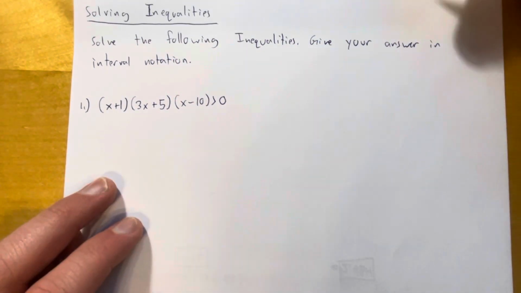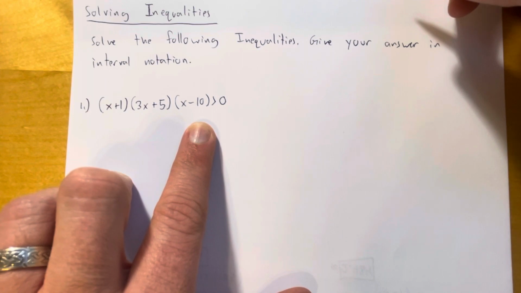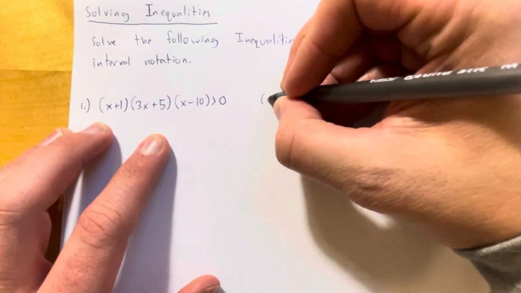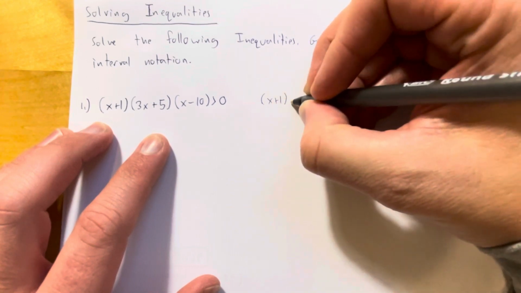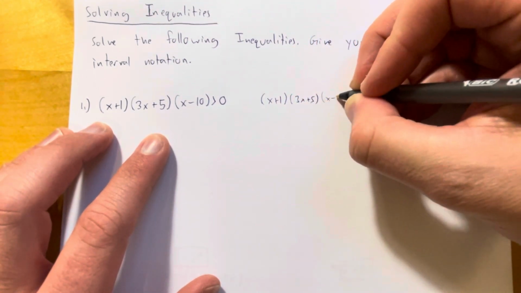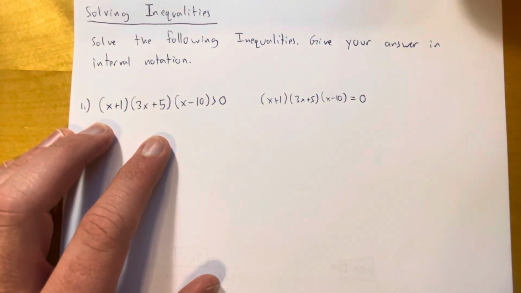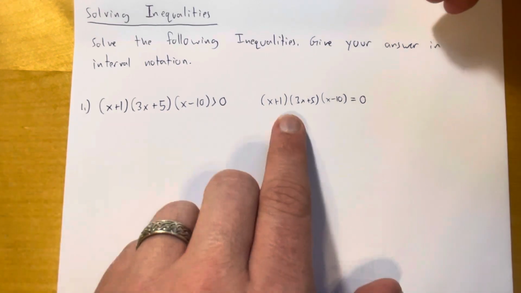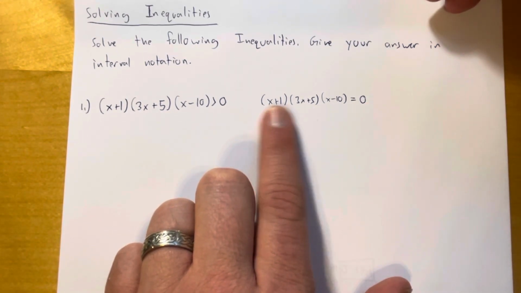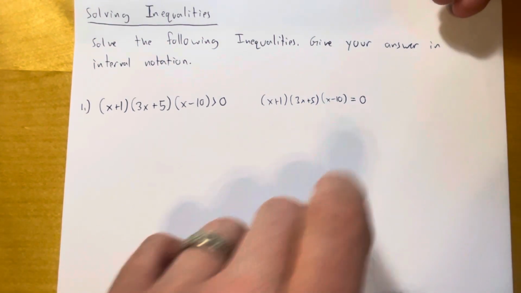So the first thing I want to do is see what this would look like if I set things equal to 0. If I wrote x plus 1 times 3x plus 5 times x minus 10 equals 0, what would the solutions be? Now I'm not going to write this in the remaining examples. We're going to just do this mentally, but for this first one, I want to just show what that's equal to.